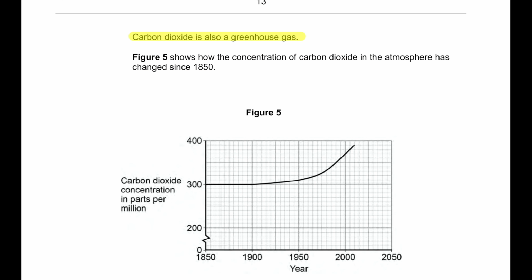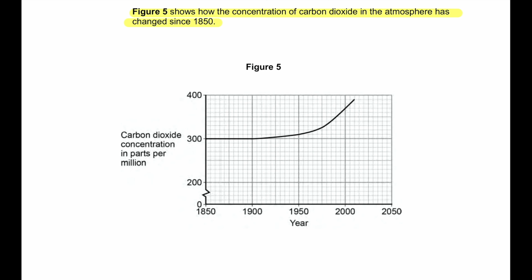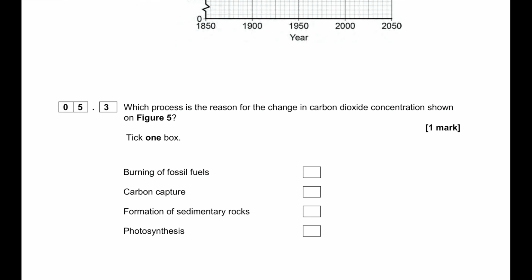Carbon dioxide is also a greenhouse gas. Figure 5 shows how the concentration of carbon dioxide in the atmosphere has changed since 1850. We can see that gradually, starting from the 1900s, the 20th century, it increases dramatically, very, very fast. So in the last 100 years or so, we can see a faster increase. Which process is the reason for the change in carbon dioxide concentration? Definitely in the last 100 years, we have started to burn fossil fuel the most.